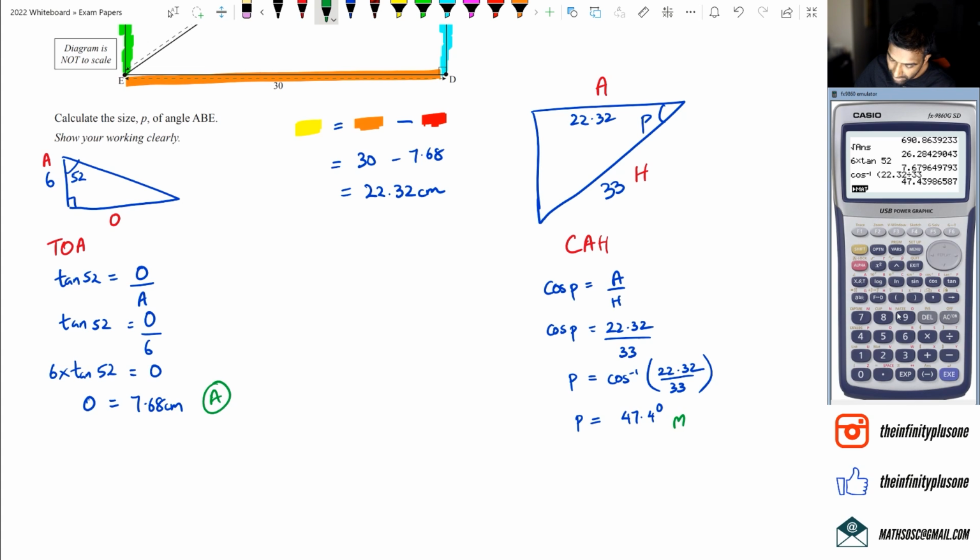You will get a merit for 47.4 degrees. Now let's say you make a mistake somewhere along the way trying to calculate your angle. You can still get an achieved. So yeah, that's pretty much it for this question, and let's go to the next one.